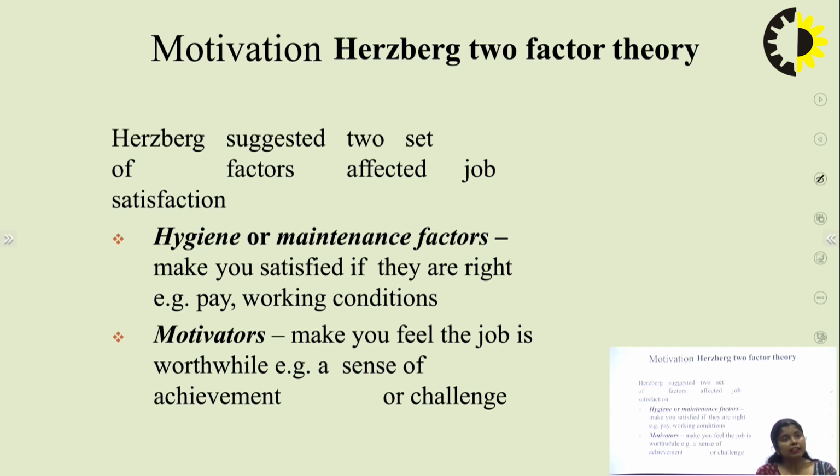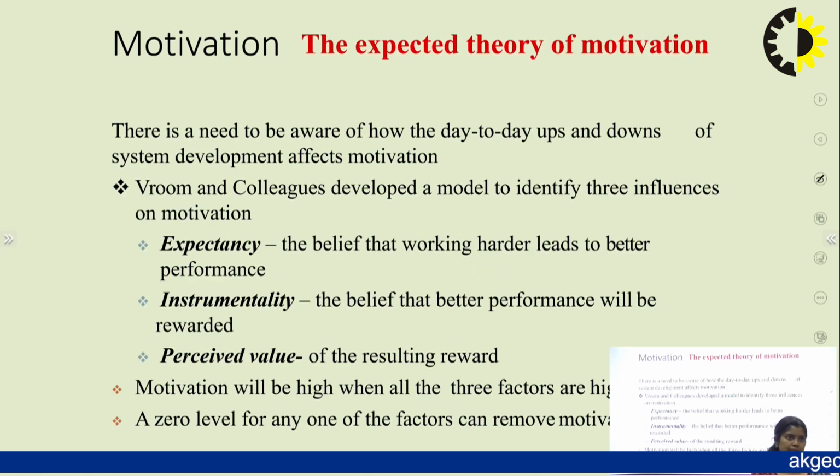The second one is the motivators, which make you feel the job is worthwhile. Actually, whenever you are going to develop any project, maybe that project is for humankind, or you are going to make a software project for the welfare of humankind. At that moment, that is the motivation, you feel the job is very worthwhile, or there are some challenges when you are making the software projects. These are the Herzberg two-factor model.